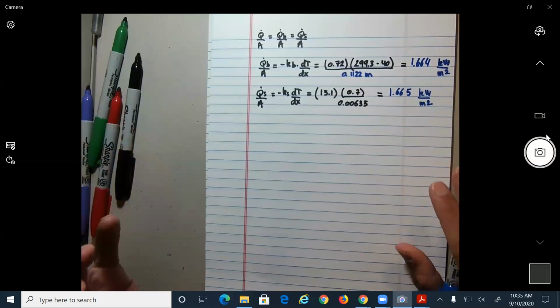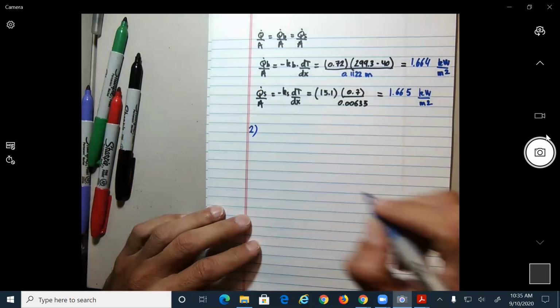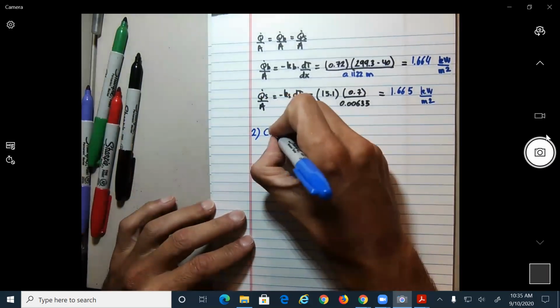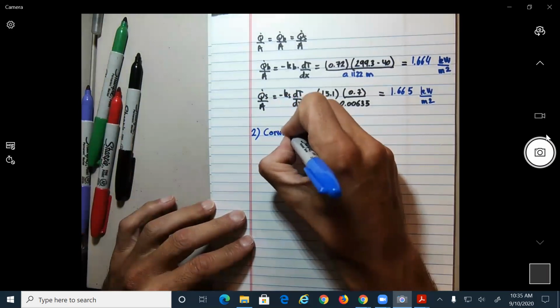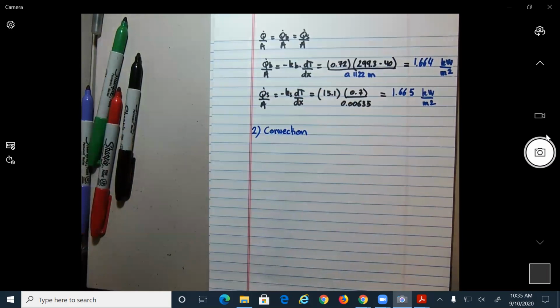Now, second one is the most difficult one. But we don't do difficult in this class, okay? It is convection. So remember, conduction was for solid mediums, and convection was for liquid mediums. Okay? All right.